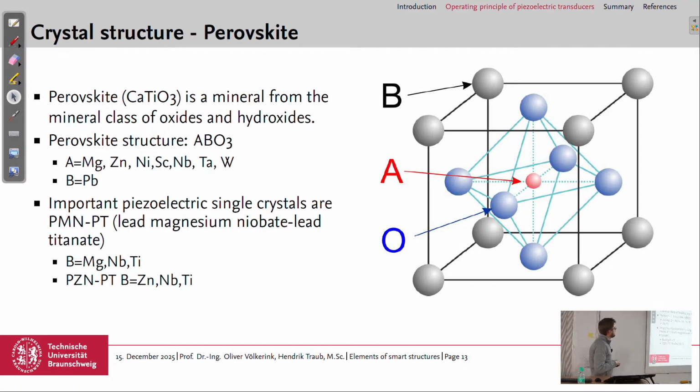Let's have a look at the perovskite structure. The crystal has a cubic lattice. Here in the middle, you have the atom A, which is one of these materials or elements. Then around it you have the oxide atoms, and here on the edges of this lattice, the B atoms, in this case the lead.